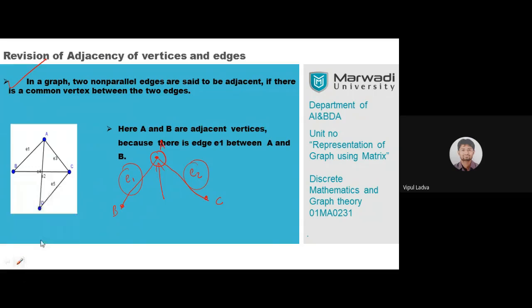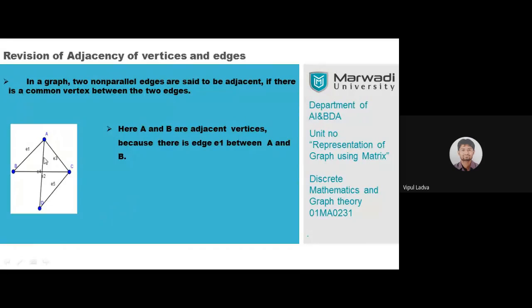Let me erase this ink. Here A and B are adjacent vertices. We can say that two vertices are adjacent if there is a connection, an edge, between them. Then both those vertices will be labeled as adjacent vertices.